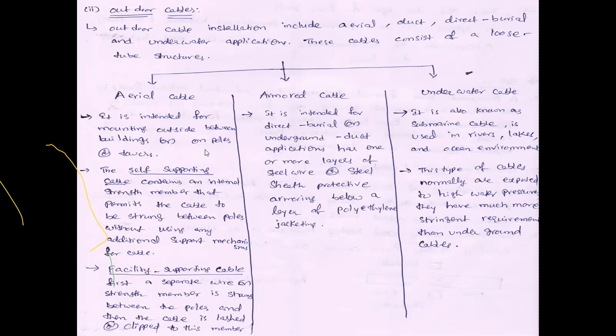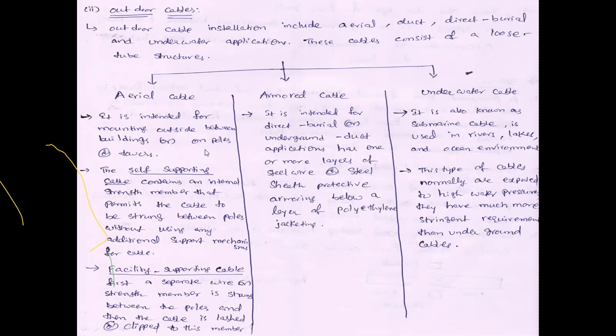Right. Next, the second one is armored cable. It is intended for direct burial or underground duct applications. It has one or more layers of steel wire or steel sheet protection or jacket.